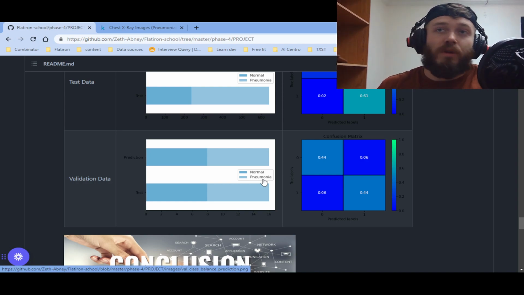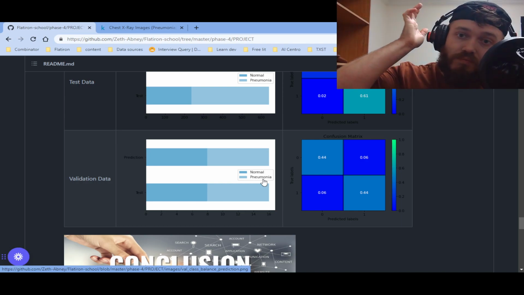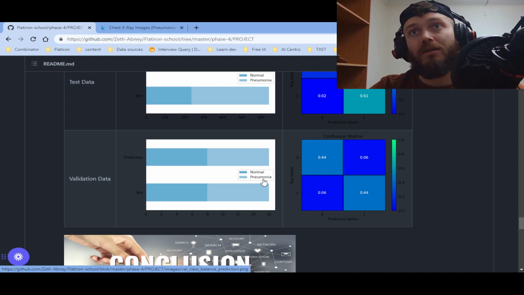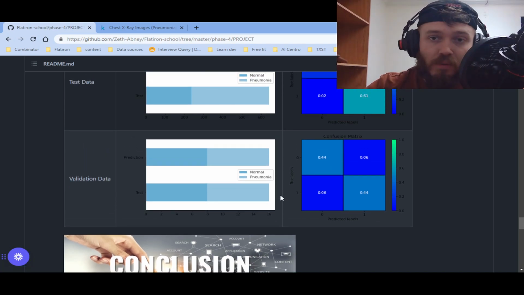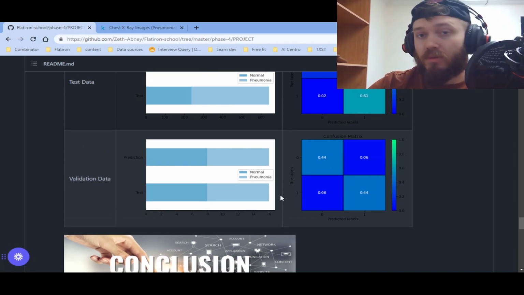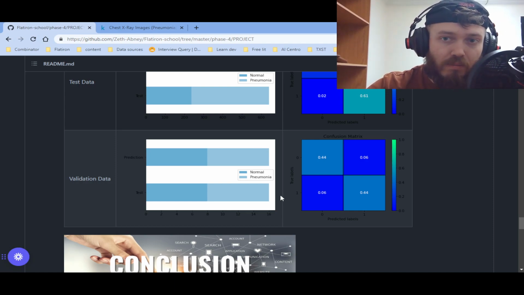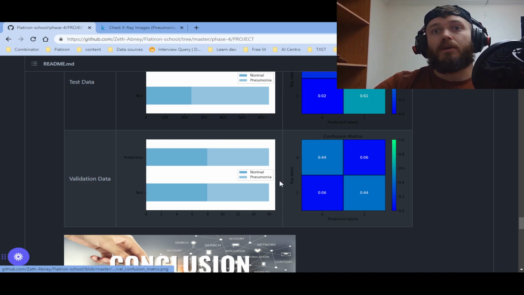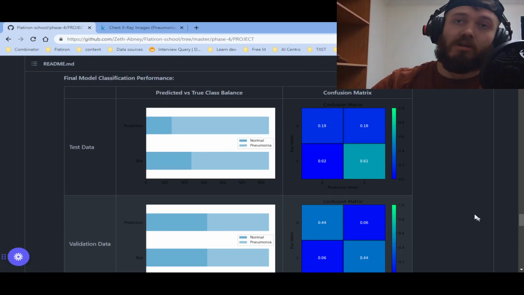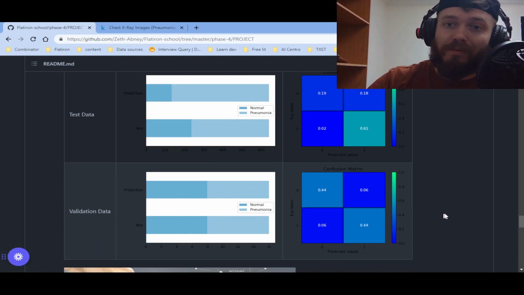And I reran the prediction several times, and it spit this out every time. So maybe those particular pneumonia pictures were just really easy to predict, or those normal pictures were more obviously normal or something. I don't know. But congratulations to the little model. It got the validation data perfectly.